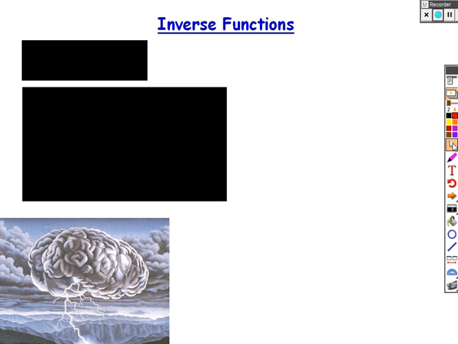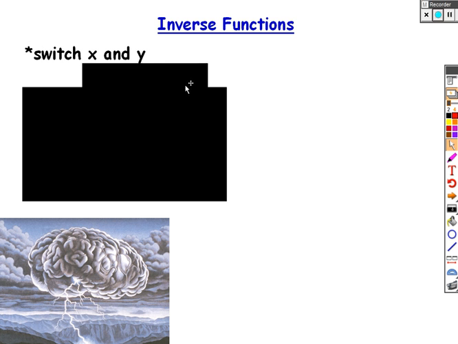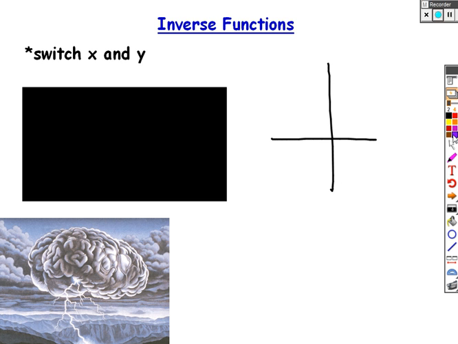Inverse functions then. What do you remember about inverse functions? Well, one thing should be, if I want to find the inverse equation, I just need to switch x and y and then solve for y. Another thing, if I look at the graph of an inverse function, so let's just take a parabola, the inverse should be the reflection over the line y equals x. So if I take this blue graph and reflect over the line y equals x, I should get the inverse, which is the red graph.